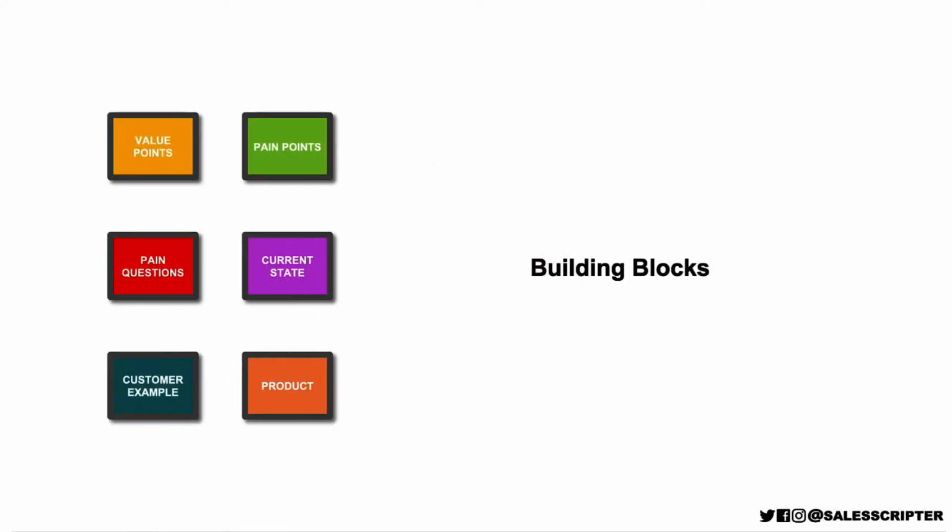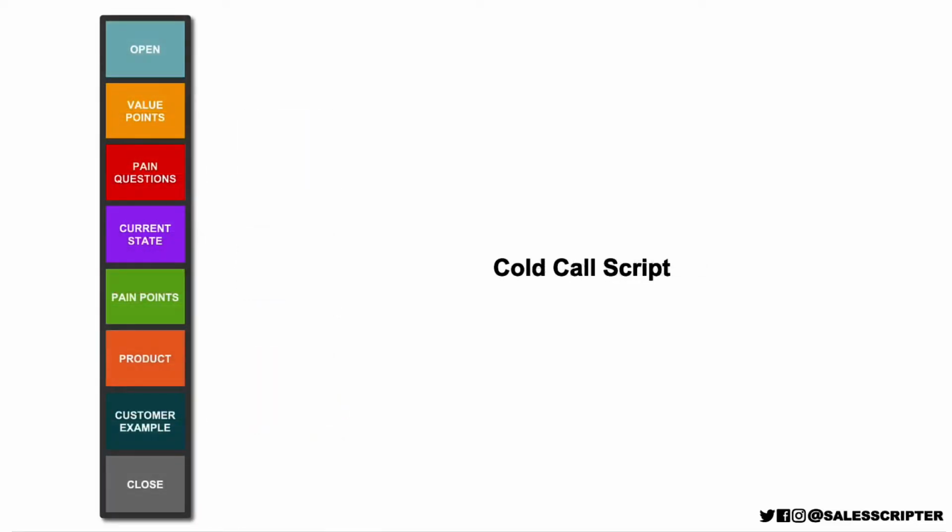So that process that we just went through there, each of those steps provides us with a set of bullet points, and each grouping of bullet points creates what we would refer to as building blocks. And once you have these building blocks, it's real easy to mix and match those to create a variety of different scripts. You can put those building blocks together to have a cold call script.